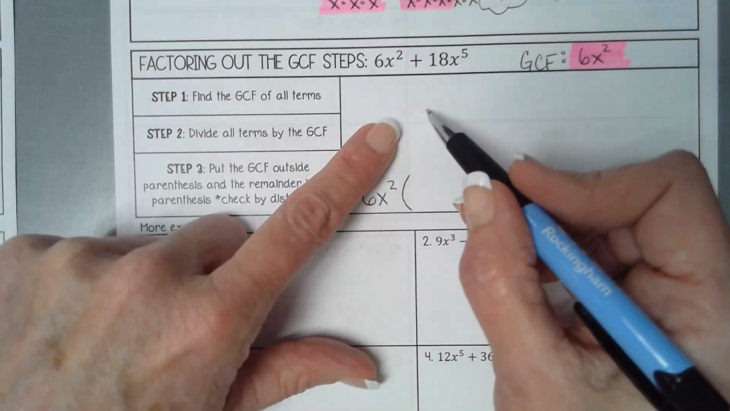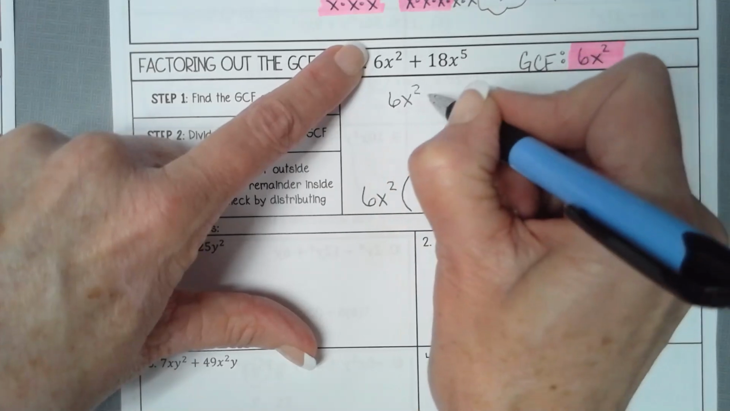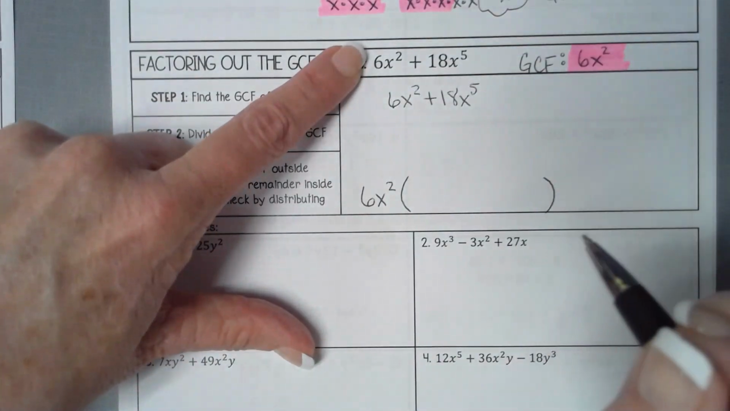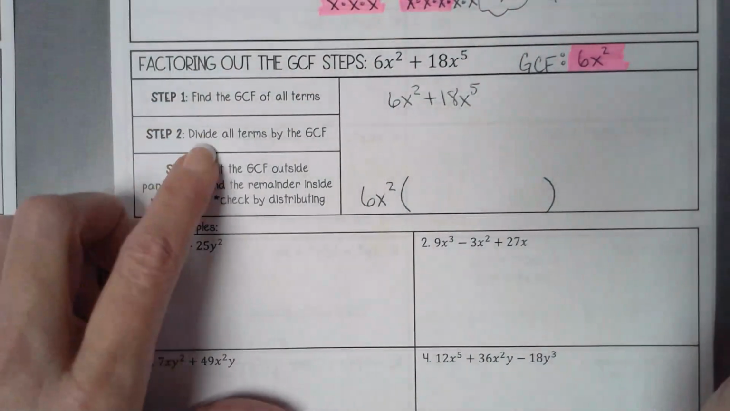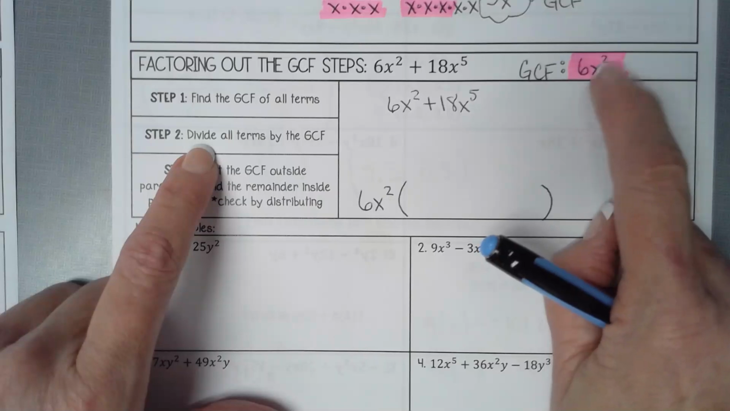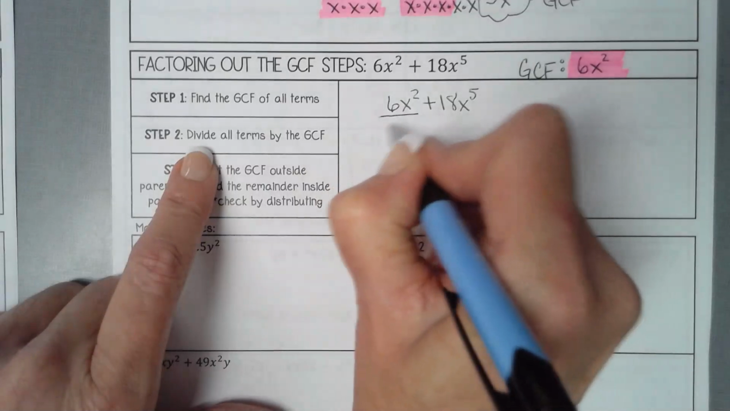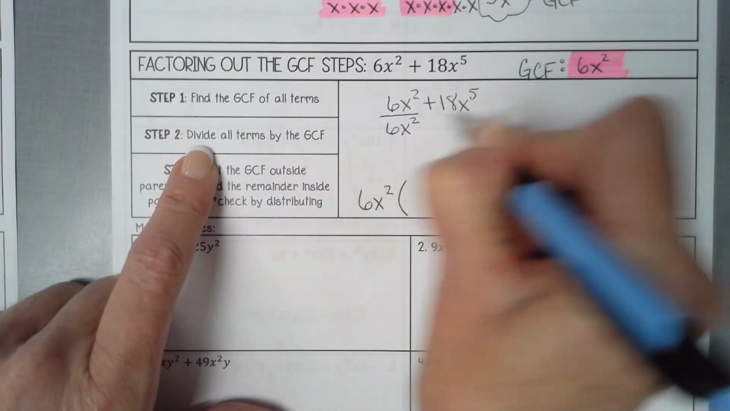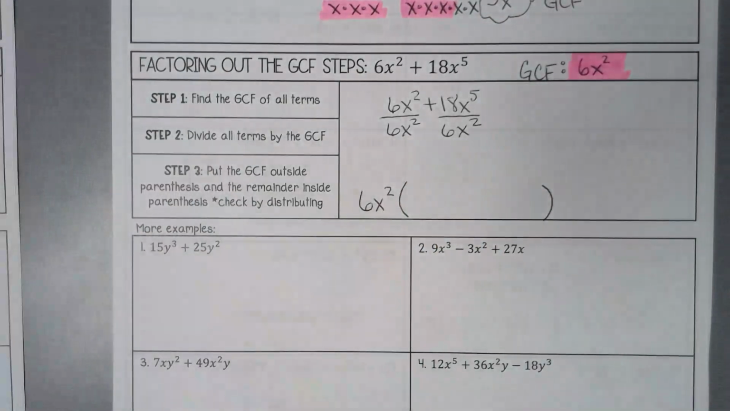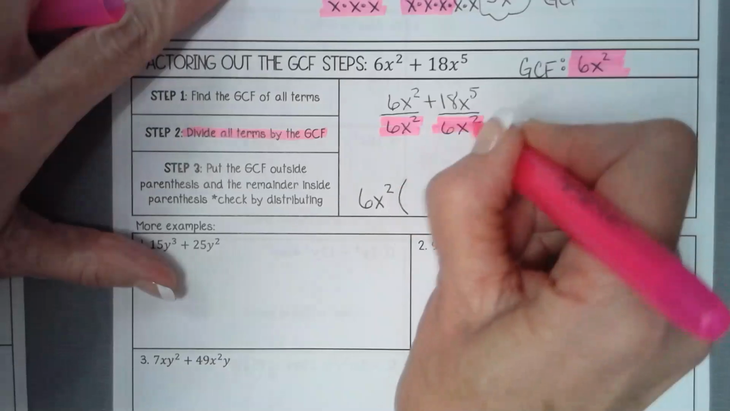So this is what I want y'all to do up here. We're going to write the original expression, 6x squared plus 18x to the fifth, and we are going to divide each one of those terms by our greatest common factor. So look, divide by 6x squared, divide by 6x squared. That's what they mean by divide all the terms by the greatest common factor.